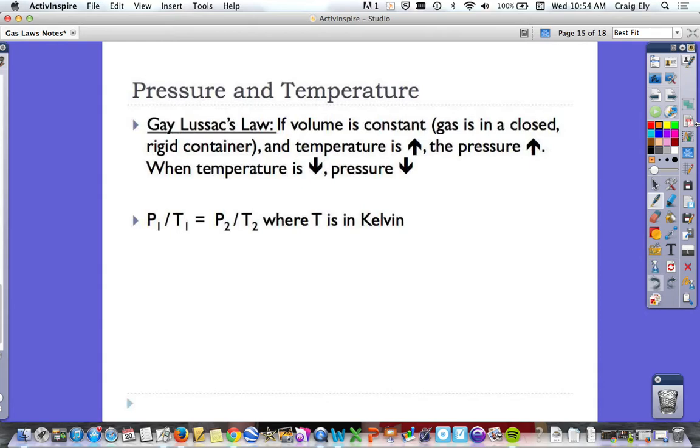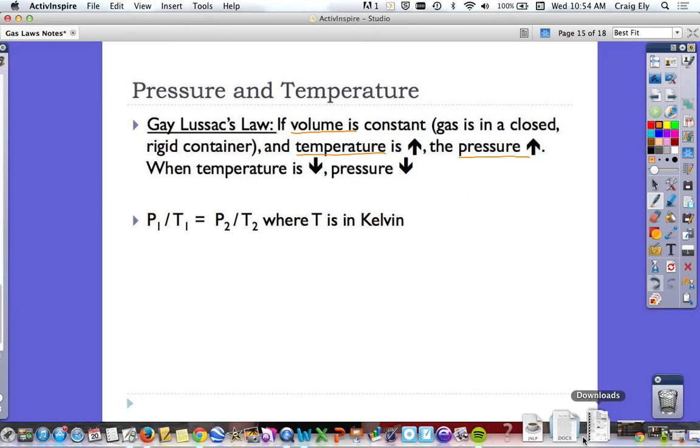So let's look at Gay-Lussac's law. If the volume is constant, gas in a closed rigid container, and the temperature is increasing, the pressure will increase. Or if the temperature decreases, the pressure will decrease. So again, we've got all three things: volume, temperature, and pressure.